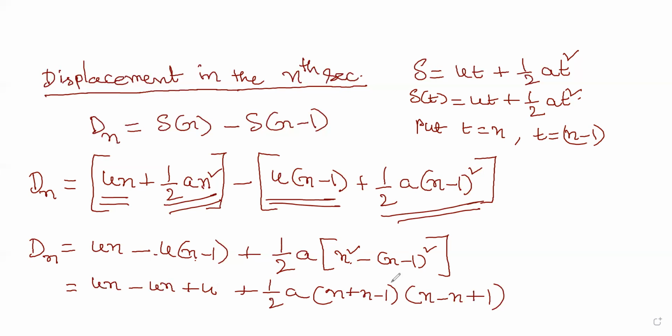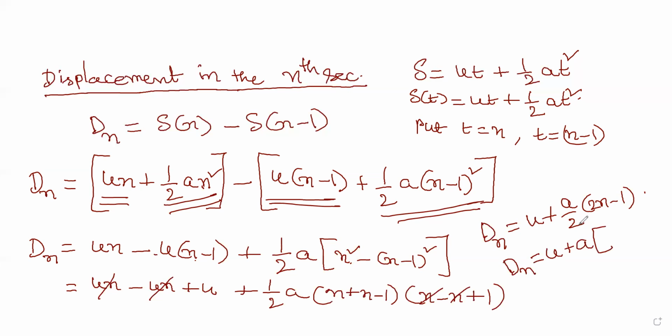This is how I get, right? So this one gets cancelled. That's pretty easy. And now un also gets cancelled. So I have dn is equal to u plus a by 2 into 2n minus 1. This is one way to remember the equation, or you can multiply this half inside to get the equation I have written. dn is equal to u plus a into n minus half, since the two gets cancelled. So these are the two ways you can remember the equation.